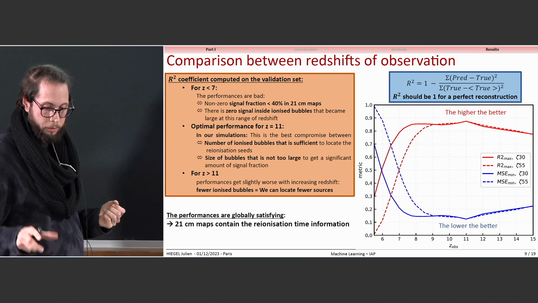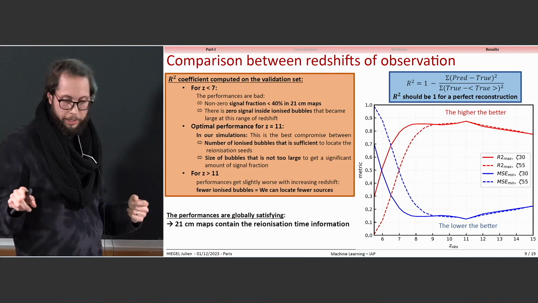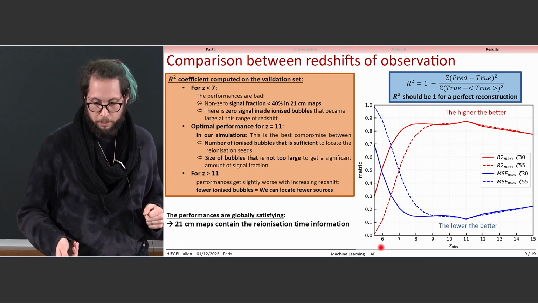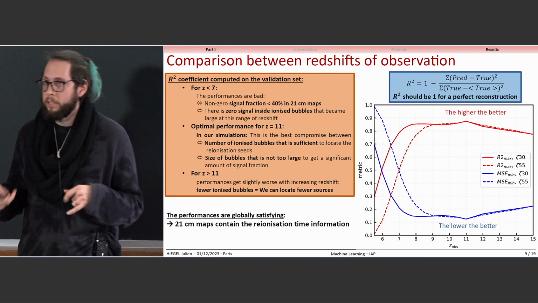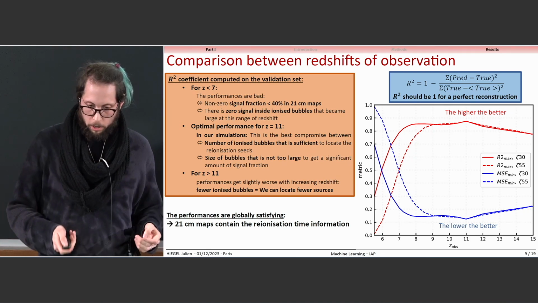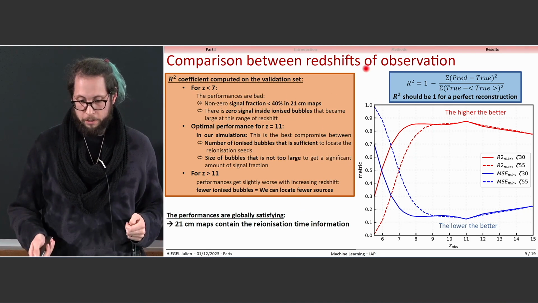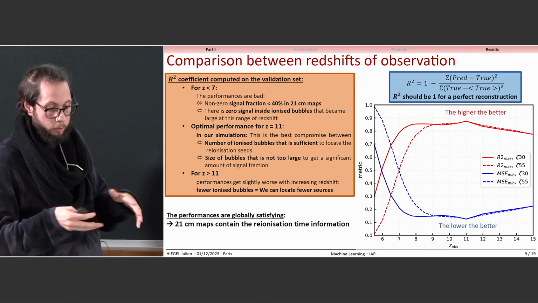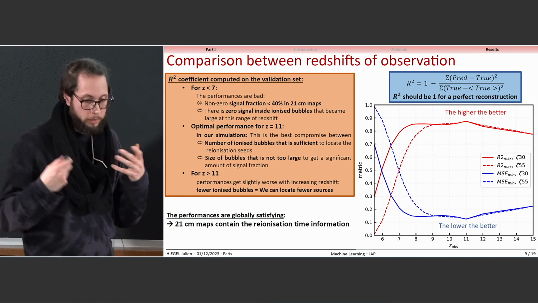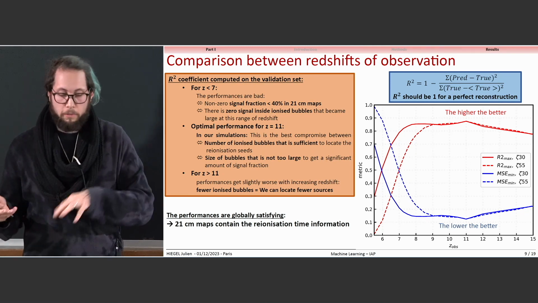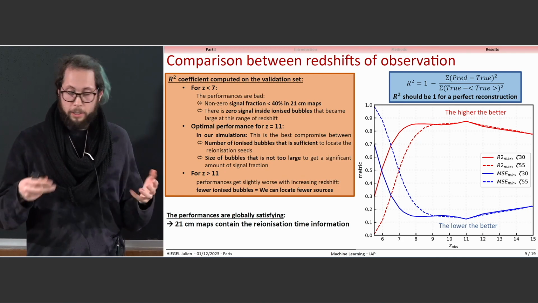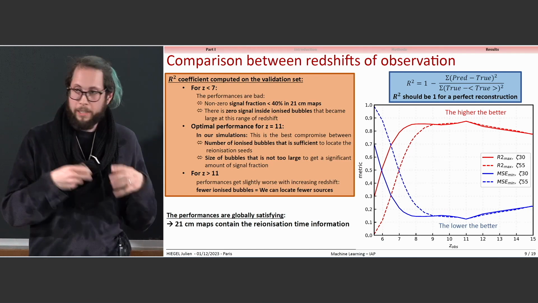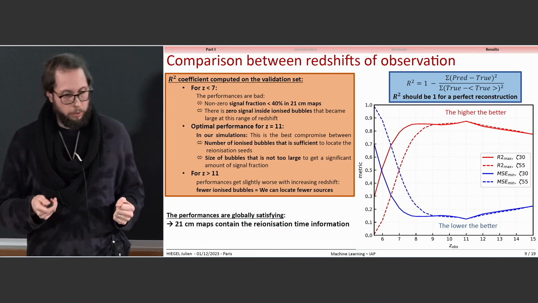So this is what I try to summarize with this slide here. In red, you have the coefficient of determination, with respect to the redshift of observation. It is defined just here, and it is just an estimator of the predictor performance. On the left, for the low redshift of observation, between 6 and 7, let's say, we have a low performance, and that's not surprising because in the observation, we have a low signal fraction, because typically we have no signal inside the ionized bubble that became too large for this range of redshift, okay?